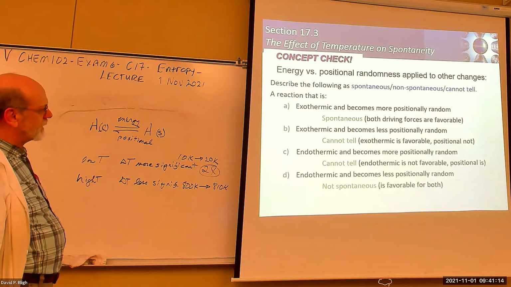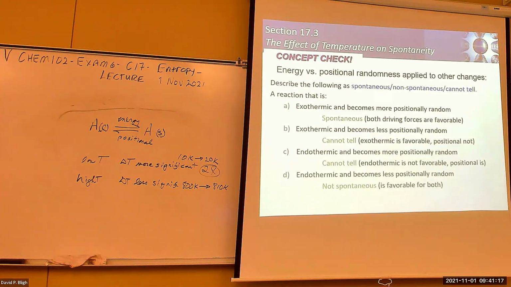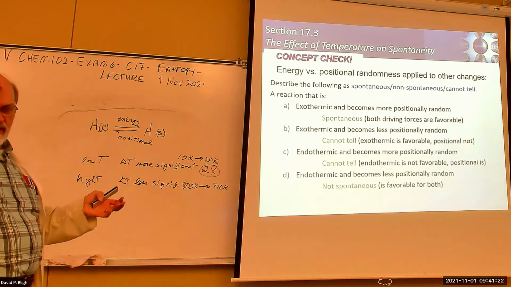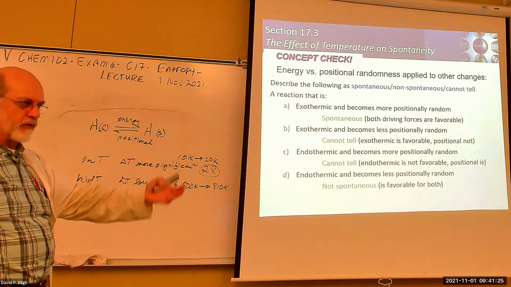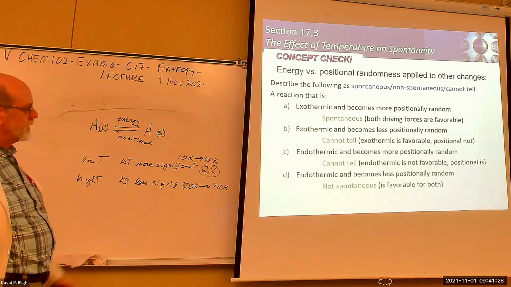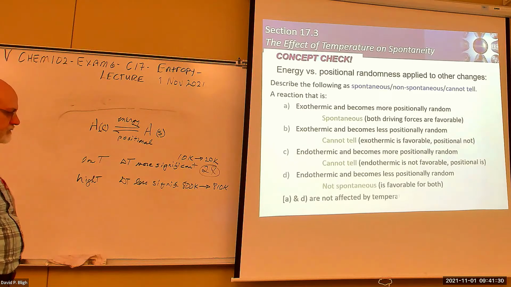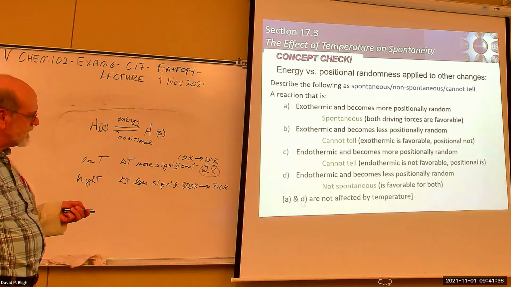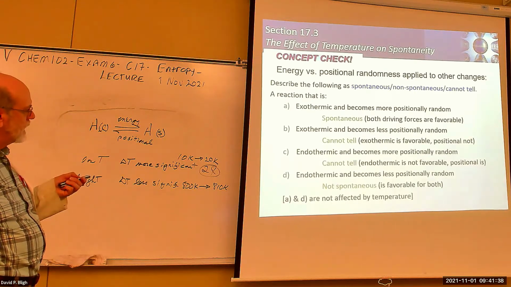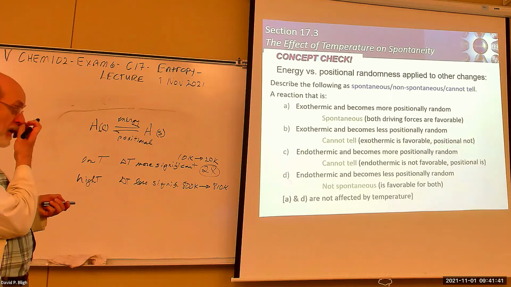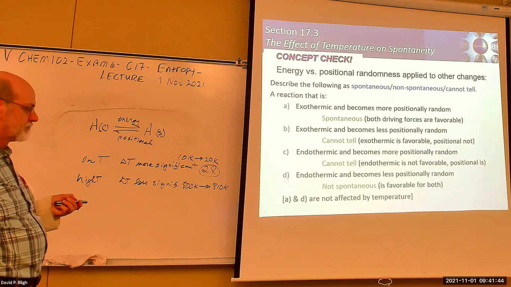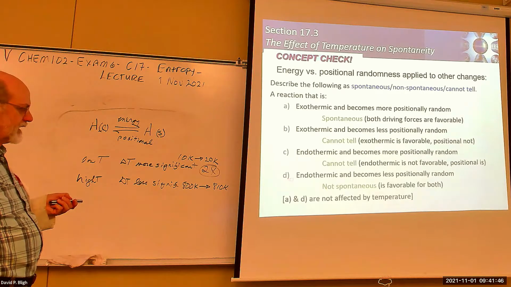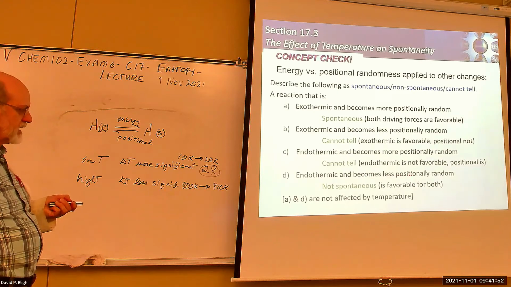Okay, so I think the whole point of this discussion was to try to get a handle on the concepts of energy versus positional randomness and when each is operable or most favored. So it says A and D are not affected by temperature. Endothermic takes in energy and becomes less positionally random.